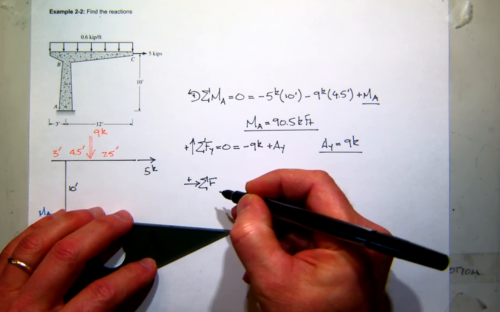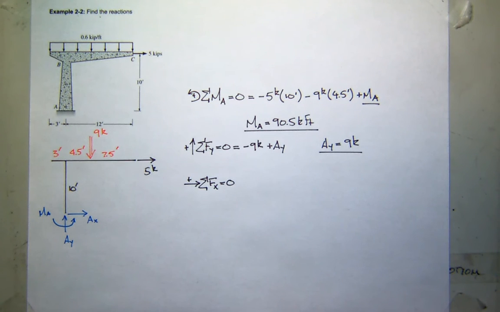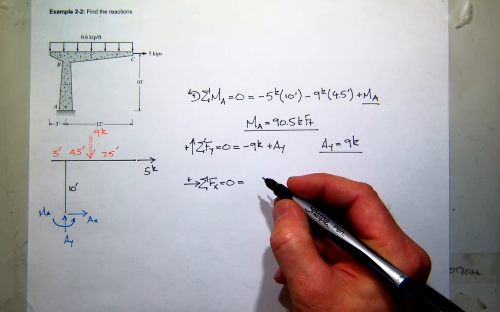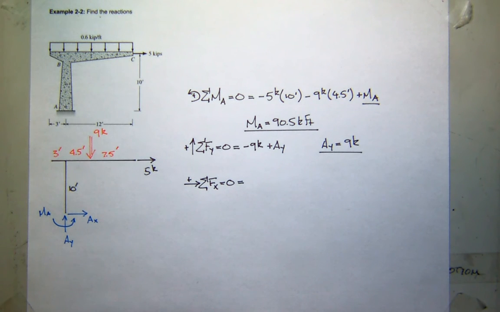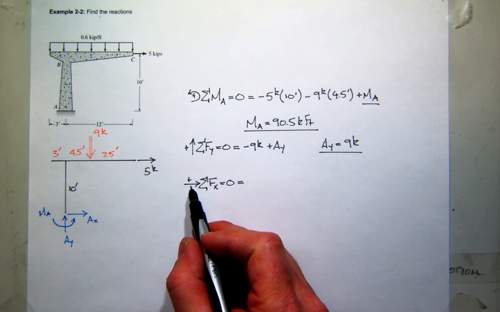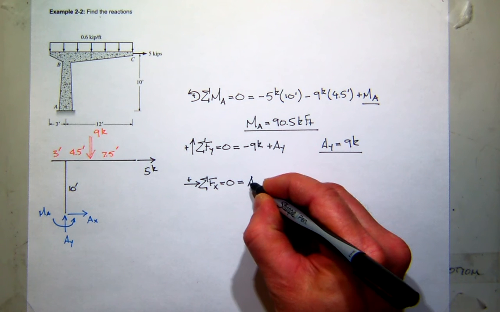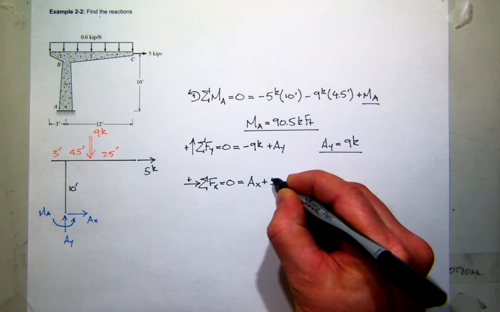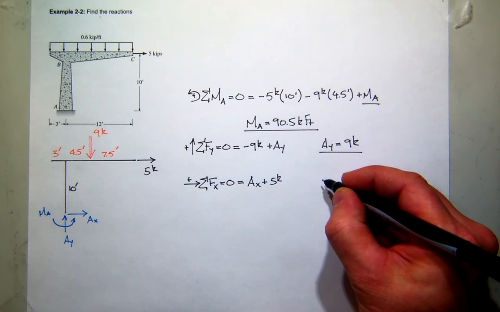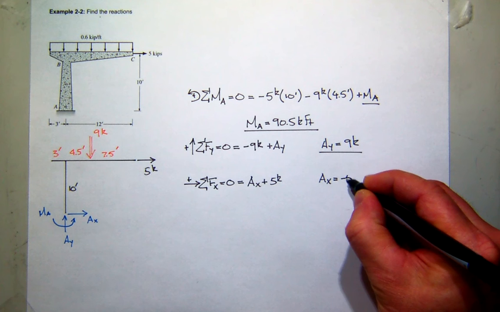Miss East, what is the sum of the x? Negative 5. I'm assuming to the right is positive. Alright, 5 plus AX. That's right. So what is the answer, Mr. Pham? What is AX equal to? Minus 5.